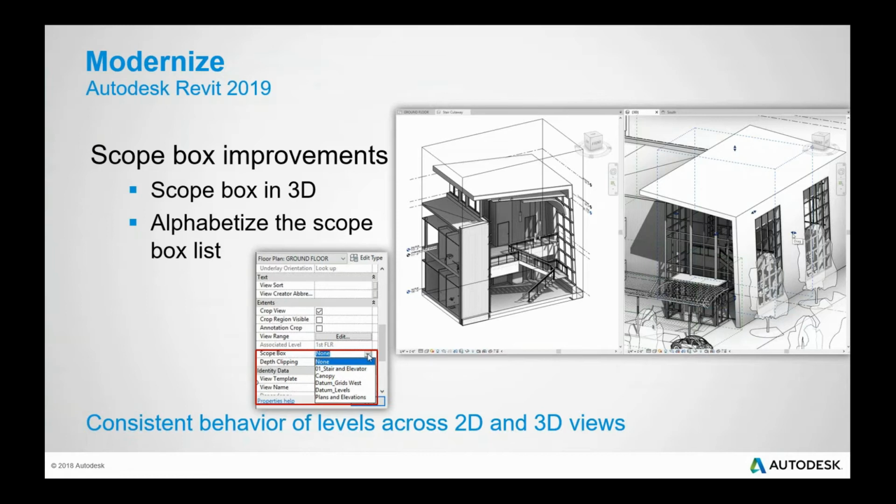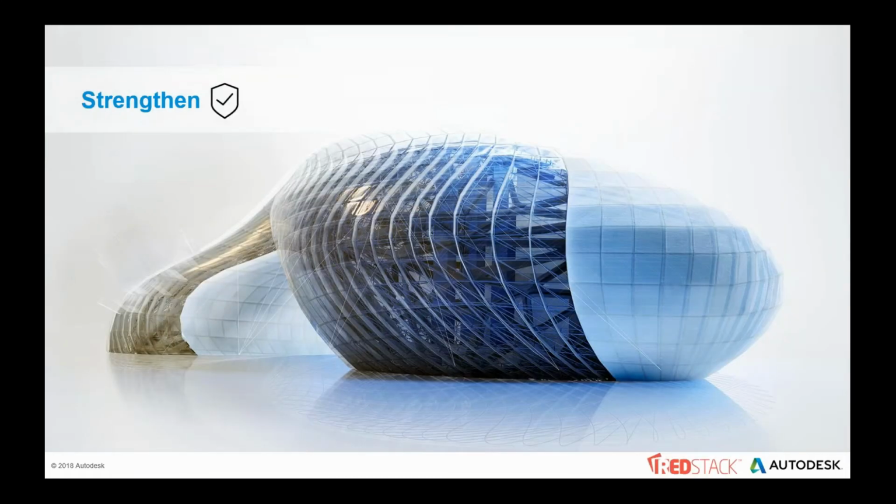In a view where the scope box is displayed, you can modify its shape and the 3D view section box will adjust accordingly. A scope box can be assigned to a view or datum element from the properties palette. Now the list of scope boxes is sorted alphanumerically as well. So there's a consistent behavior across your 2D and also your 3D views.